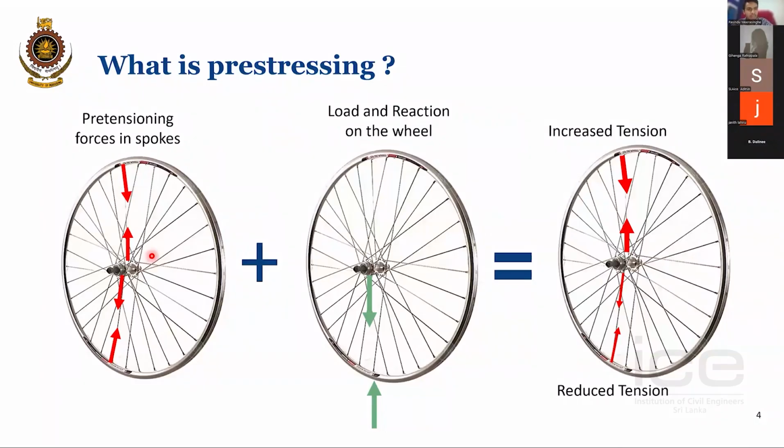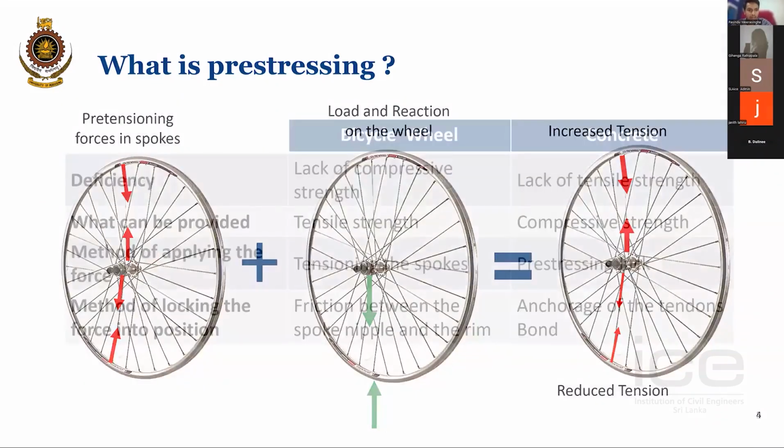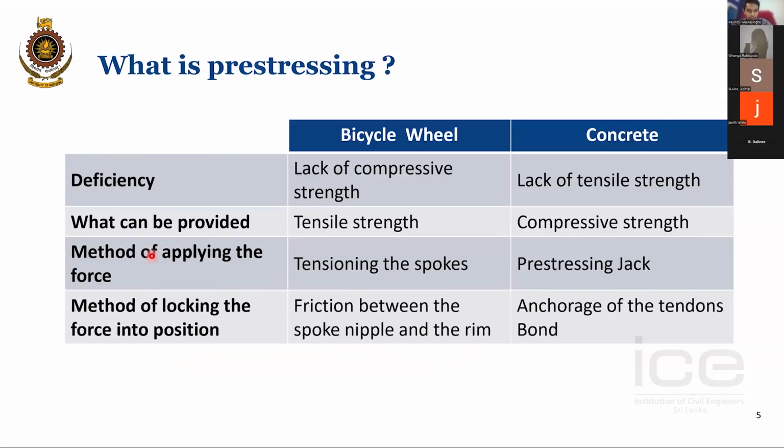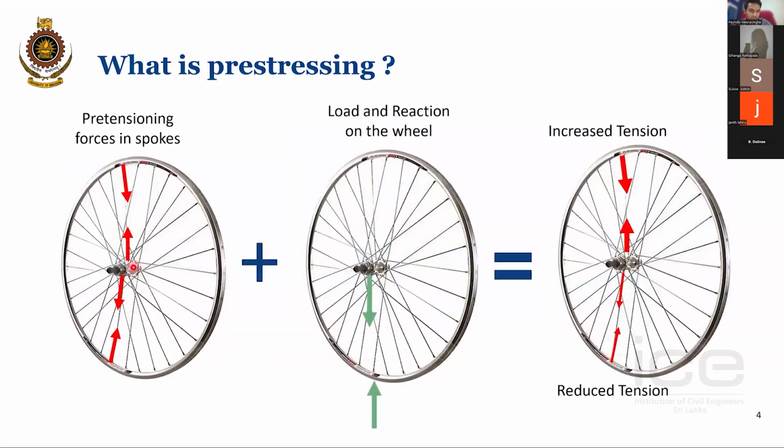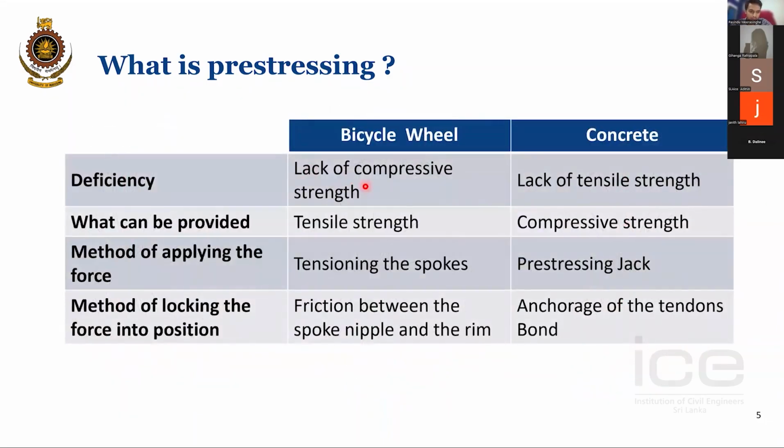So if we apply the same concept for concrete, right? In this bicycle wheel, the spokes couldn't carry the compression. So the deficiency in the bicycle wheel was lack of compressive strength. Similarly, we have a deficiency in concrete, that is a lack of tensile strength. So then what we can provide is what is lacking. I'm sorry, the opposite of the deficiency.